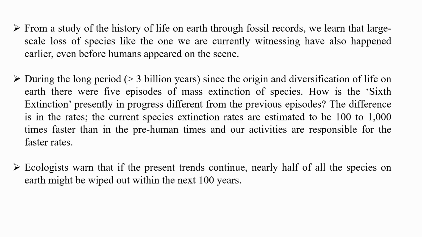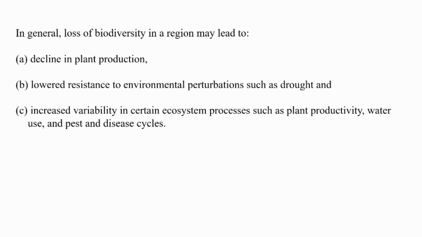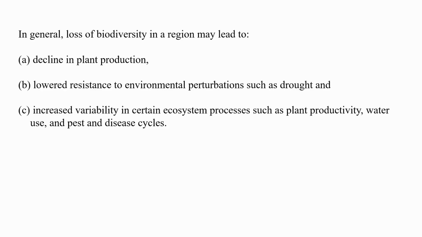Ecologists have warned that if the present trends continue, nearly half of all the species on earth might be wiped out within the next 100 years, making life difficult. In general, the loss of biodiversity in a region may lead to a decline in plant production, lowered resistance to environmental perturbations such as drought, and increased variability in ecosystem processes such as plant productivity, water use, and pest and disease cycles. Therefore, it is really important to stop this loss of biodiversity.